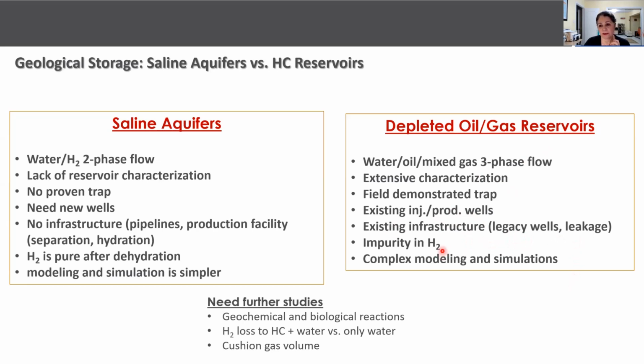Hydrogen is going to have impurities. So if it's in the natural gas reservoirs, then you may have other gases, methane, for example, coming out with hydrogen. And that's something we're looking at, at least numerically, right now. And the simulations are going to be more complex. Phase behavior and keeping track of different components will be more difficult than hydrogen in aquifers.